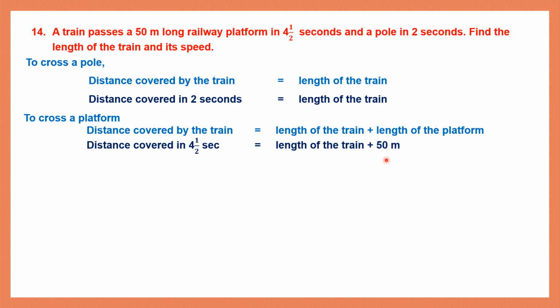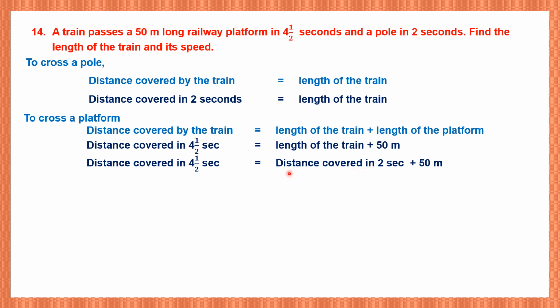No, because it's going to be different units, completely different. So instead of length of the train, look at this here, length of the train is given to us as distance covered in 2 seconds. So instead of length of the train, I'm going to write distance covered in 2 seconds. So now what do I have? Distance covered in 4.5 seconds on the left hand side. On the right hand side, I have distance covered in 2 seconds. Where did I get that from? Here. Length of the train is equal to distance covered in 2 seconds, plus 50 meters as it is. Now I can have this as an equation because on both sides I have distance covered.